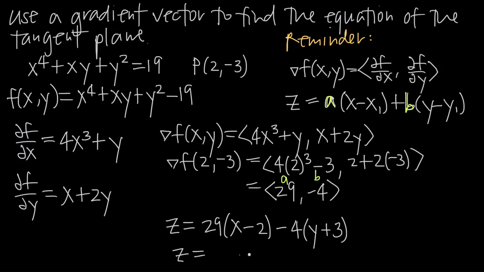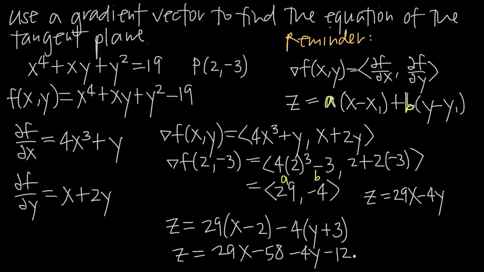And so now we just have to simplify this. We'll say z is going to be equal to, if we distribute the 29, we get 29x minus 58. If we distribute the -4, we get minus 4y minus 12. If we combine like terms, then we can say that the equation of the tangent plane is going to be z equals 29x minus 4y, -58 minus 12 is going to be a -70, so we get minus 70, and this is the equation of the tangent plane, which we found using the gradient vector.